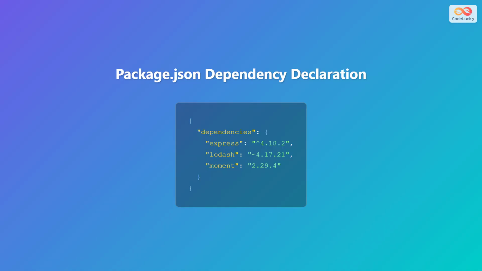In your project's package.json file, dependencies are declared with specific version ranges. Here's an example. The express dependency is declared with ^4.18.2, lodash with ~4.17.21, and moment with 2.29.4. These declarations tell NPM which versions of these packages are allowed to be installed.